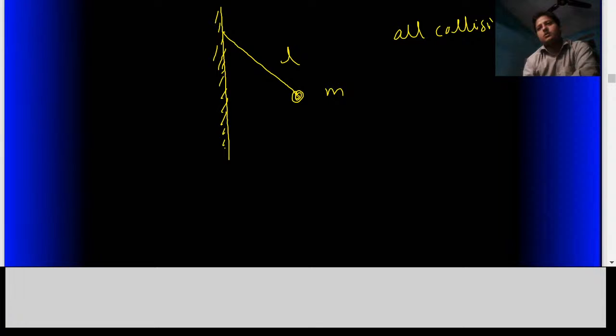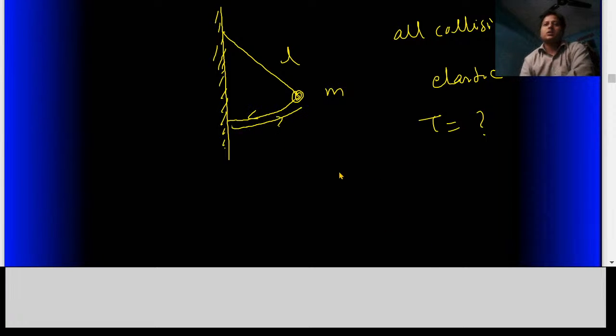Now suppose there is a wall and there is a simple pendulum, length L, mass m. All collisions are elastic. What is the time period? The simple pendulum goes like this, and after hitting the wall it goes like this. So what will be the time period?